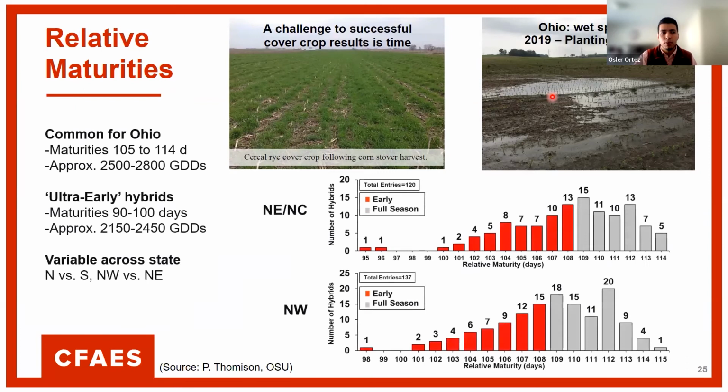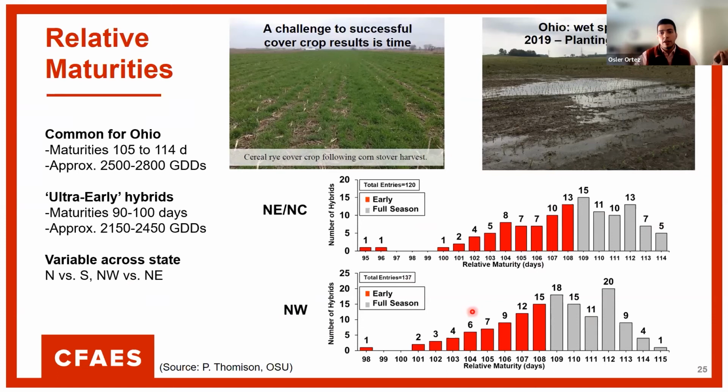We know that the common maturities for Ohio are 105 to 114 days. However, if we go back to the Ohio Corn Performance Testing Program, this has multiple locations across the state, around 11 or 12, spread in order to capture the differential conditions. We see that there has been interest in early season hybrids as well as full season hybrids. We know that full season maturity technically has a higher yielding potential. Now, if we are able to pick the right early maturity under a particular condition, we can start to see better yield or maximum benefit. So it all depends.